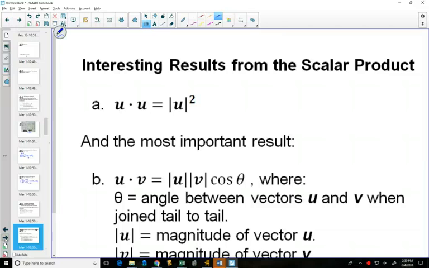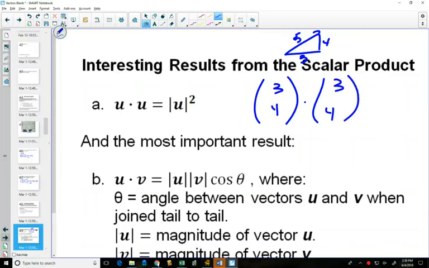Now we get to the interesting stuff that happens. If you dot product the same vector, the result is the length of that vector squared. Okay? So let's take 3, 4, and the reason I chose 3, 4 is it makes a 3, 4, 5 triangle, right? If you dot product it with the same one, can you see that you're doing a squared plus b squared, which will give you c squared, which is the length squared.